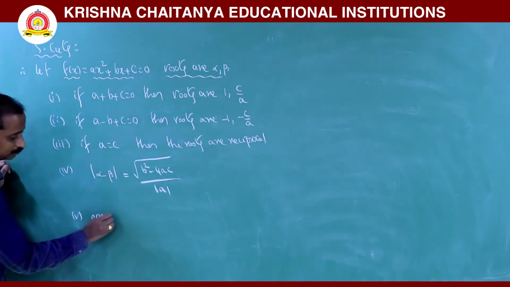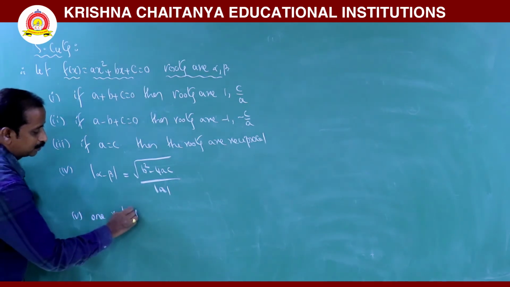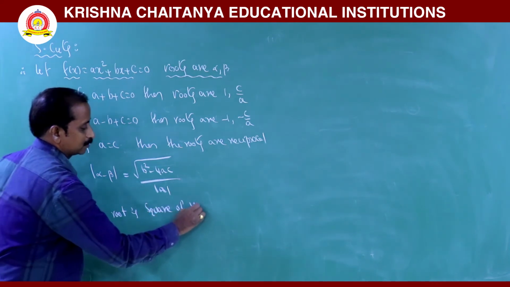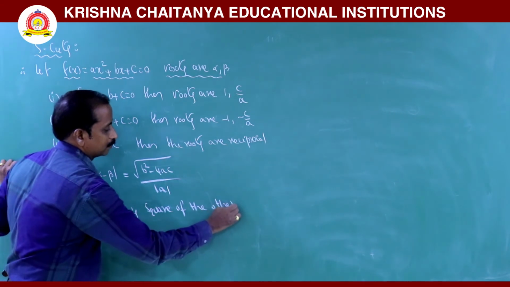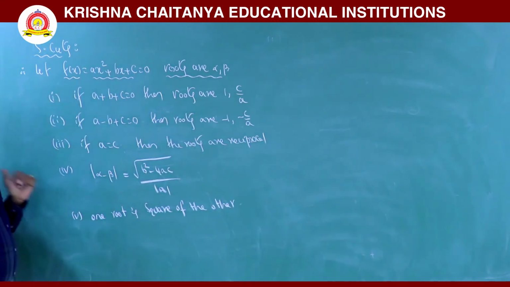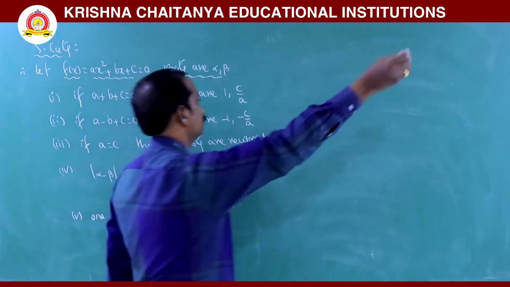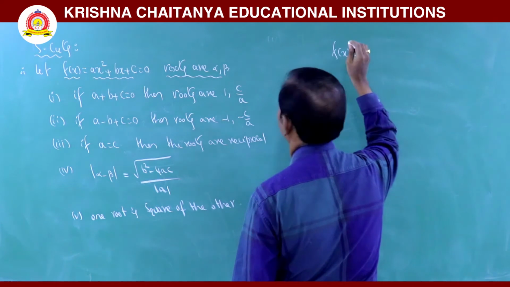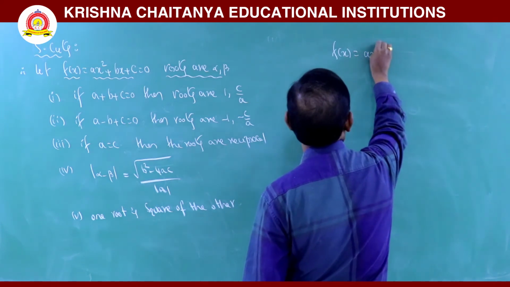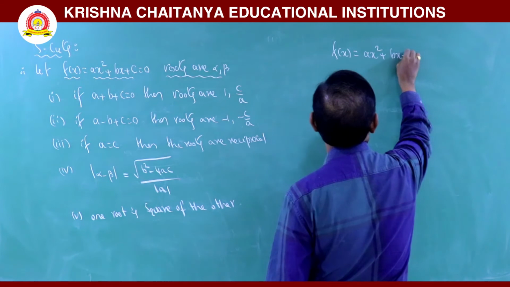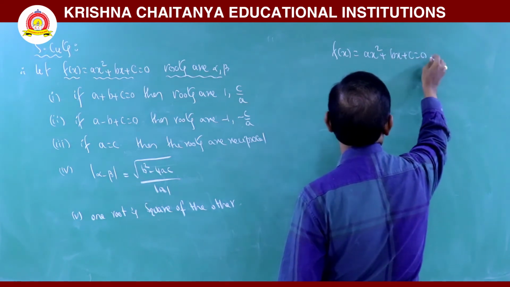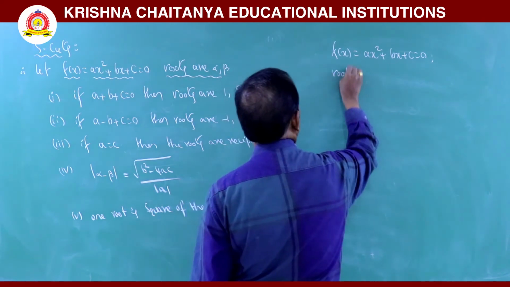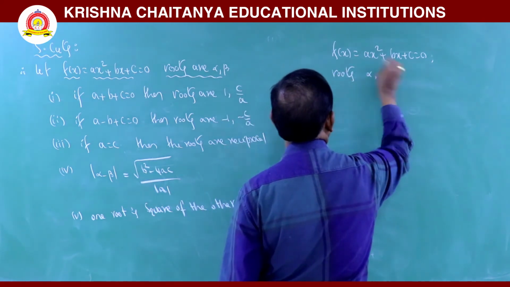One root is the square of the other. What is the condition? Let us move to the proof of that one. We know that for the quadratic equation ax square plus bx plus c is equal to 0, roots are alpha comma alpha square.